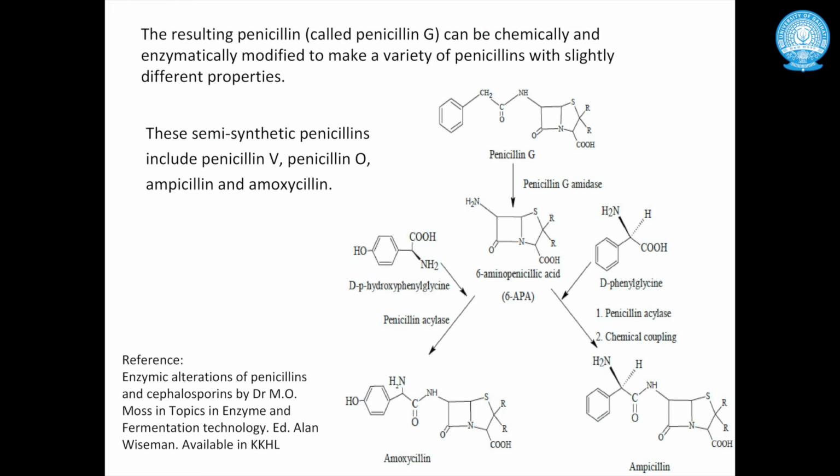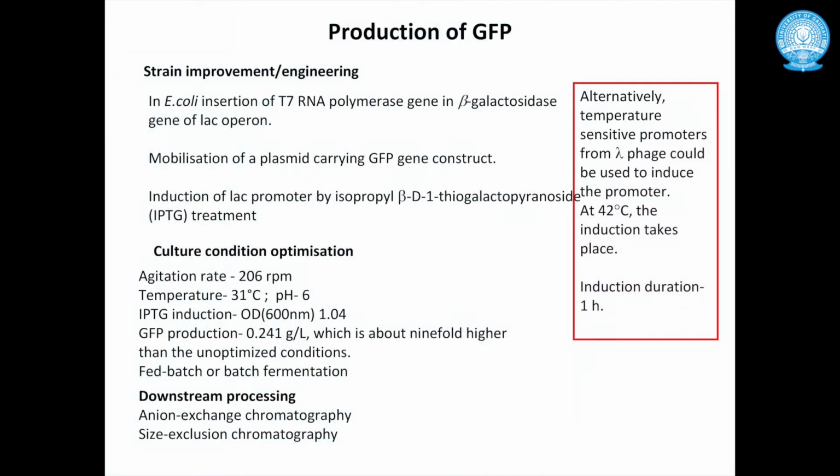The next example of primary metabolite production in microorganisms is production of green fluorescent protein. Green fluorescent protein is a commonly used marker, or reporter in biotechnological studies in labs. So from the name itself, it is understood that the protein fluoresces green color when it is exposed to a certain excitation wavelength. So how do we produce green fluorescent protein, which is very much required in research labs and other studies.